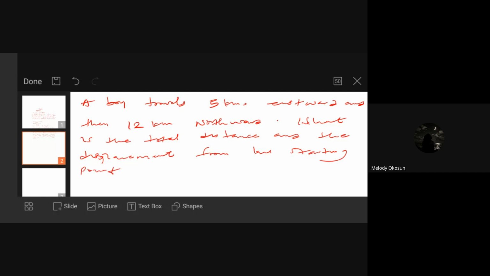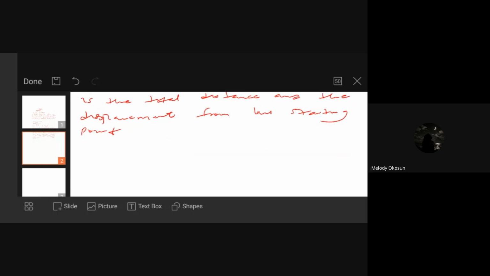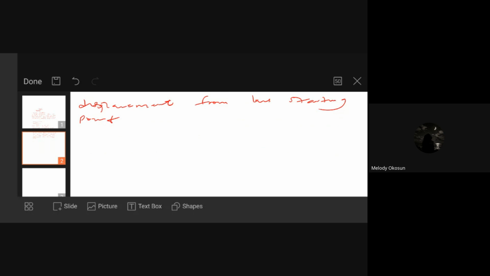Now, I'll try to sketch a diagram. Remember they said a boy travels 5 kilometers eastward. I want to believe every one of us understands our cardinal points, all right? So when they say eastward, here we have the east on the right. We have the west here. We have the north here, and we have the south here. So they said the boy walked 5 kilometers eastward. So this is where the boy moved. He moved this way from here to here. Let's call this 5 kilometers.